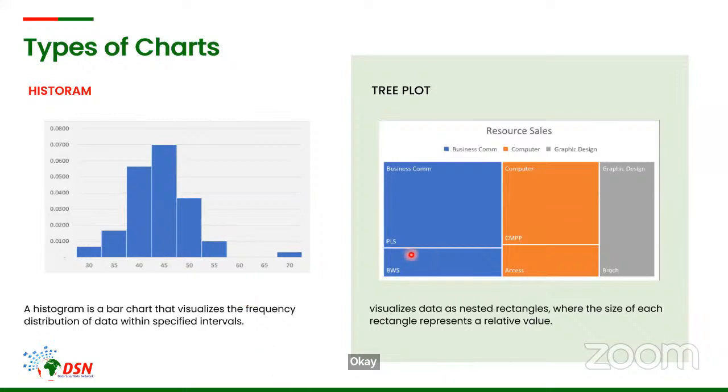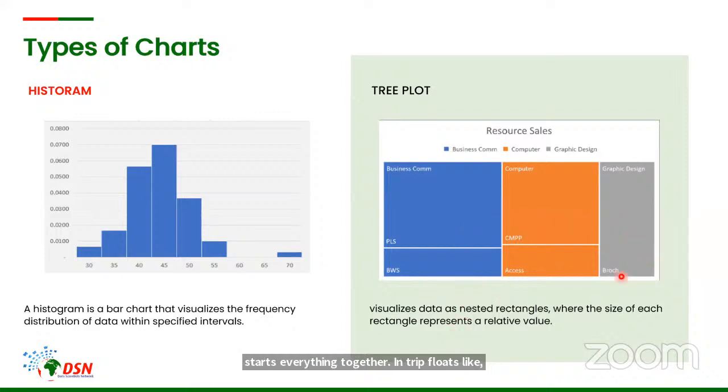So another type of chart we see here is a tree plot. A tree plot actually visualizes data as nested rectangles. So it plots the area of a particular category where the size of each rectangle represents the value. So the value of a particular category is plotted as an area in a rectangle. Then it does that for all the categories, and then it stacks everything together in a bigger rectangle. So it becomes a tree plot.